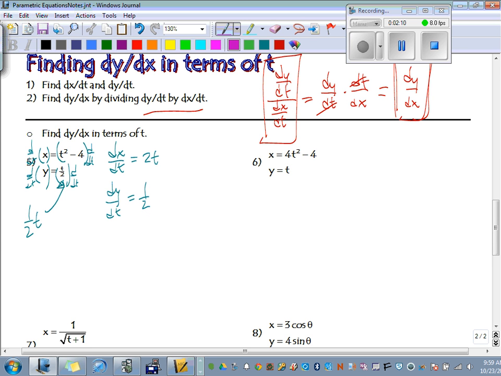Right. So, to find dy dx now, all we're doing is taking dy dt divided by dx dt. So we get 1/2 divided by 2t. But we don't want to leave the fraction in there, so we can think of this as 1/2 times the reciprocal of 2t, which is 1 over 2t, which gives us 1 over 4t for dy dx.